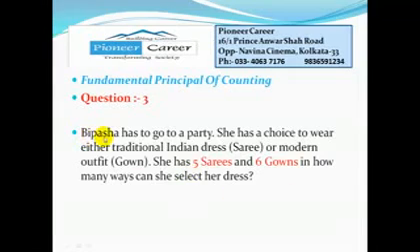Now question number 3. Bipasa has to go to a party. She has a choice to wear either a traditional Indian dress, that is a sari, or a modern outfit, a gown. She has 5 saris and 6 gowns. In how many ways can she select her dress?